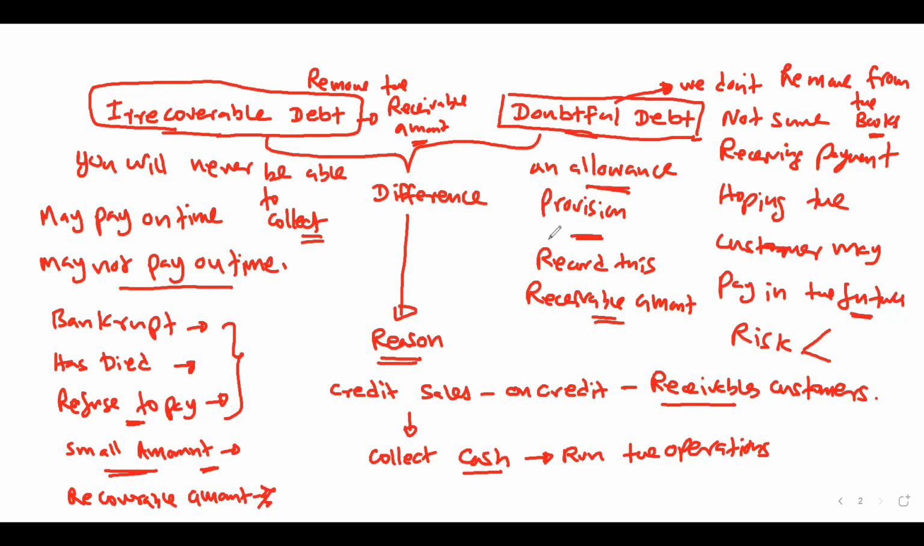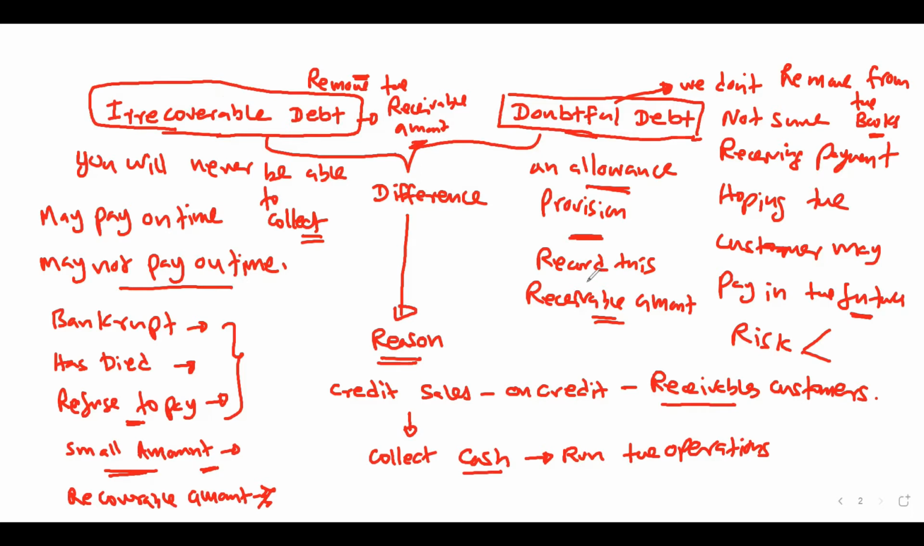Receivables will be under the financial position, under current assets. That receivable with an allowance, we have to net it off and show the net amount under doubtful debts. Whereas irrecoverable debt, we are not going to collect from the customers, so we have to write it off or remove it from the receivable amount. This is the main difference between irrecoverable debt and doubtful debts.